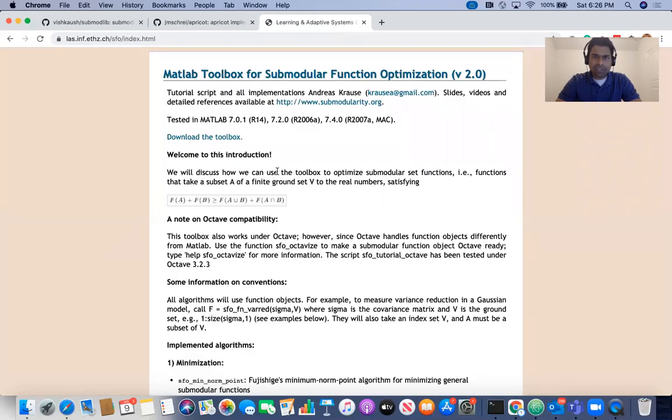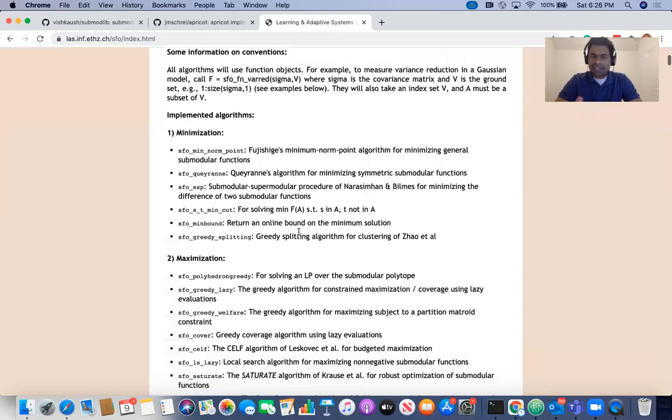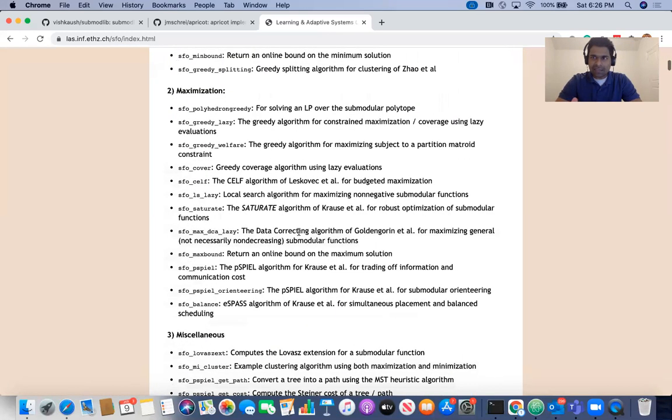The third toolkit is a MATLAB toolbox on submodular optimization. This one, unfortunately, is in MATLAB, so it's not as useful, but it is still there. It's a little bit slower, and it's also based on proprietary software, that is MATLAB. But these are the three options. I would definitely encourage you to try whichever one you are more familiar with, and give it a shot.